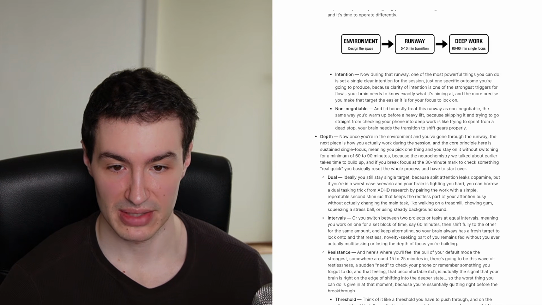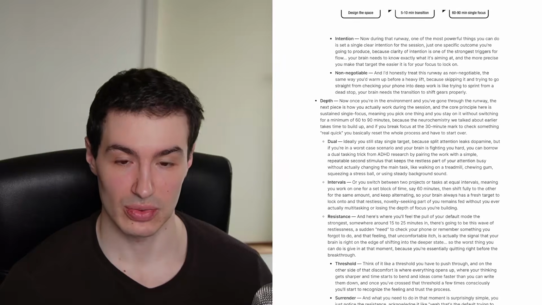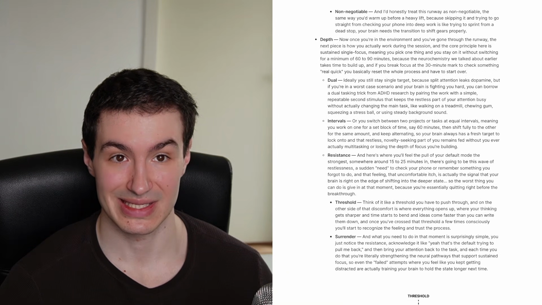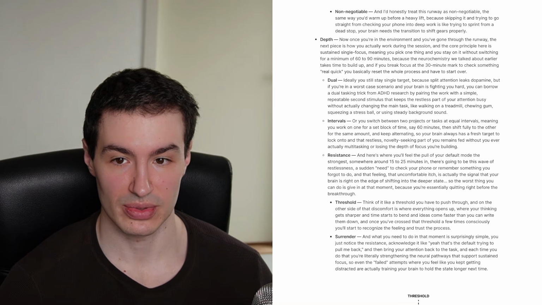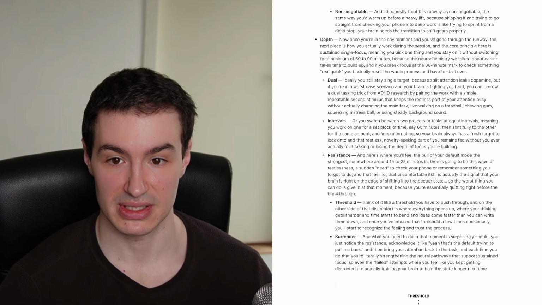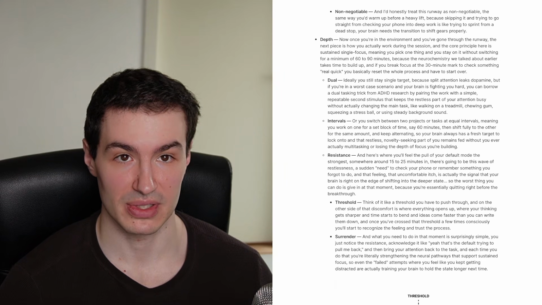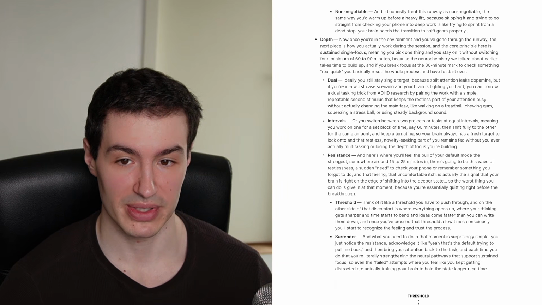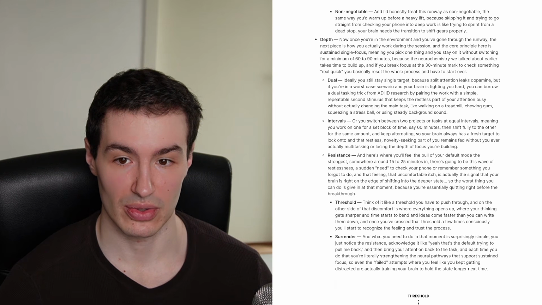Now, once you're in the environment and you've gone through the runway, the next piece is how you actually work during the session. And the core principle here is sustained single focus, meaning you pick one thing and you stay on it without switching for a minimum of 60 to 90 minutes, because the neurochemistry we talked about earlier takes a bit of time to build up. And if you break focus at the 30-minute mark to check something real quick, you basically reset the whole process and now have to really start over.